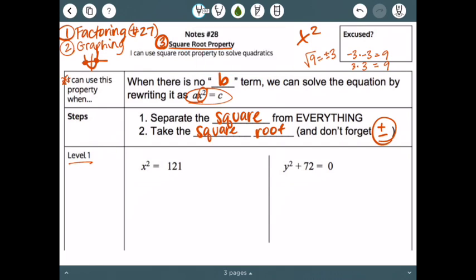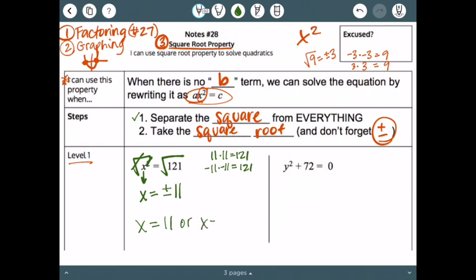So for the first one, I see the x squared. It's all by itself. So step 1 is already accomplished. And then we're going to take the square root of both sides. And that's going to mean that the square root and the square will cancel. That'll leave us with just x. And then the square root of 121 is positive and negative 11, because again 11 times 11 is 121, and -11 times -11 is 121. So our answer would be x equals 11 or x equals -11. So we have two answers. We should always have two answers.